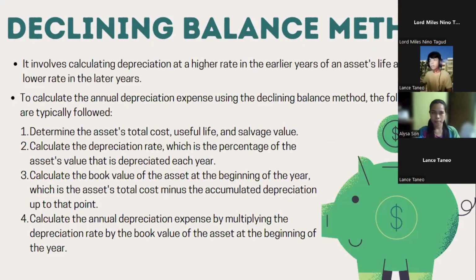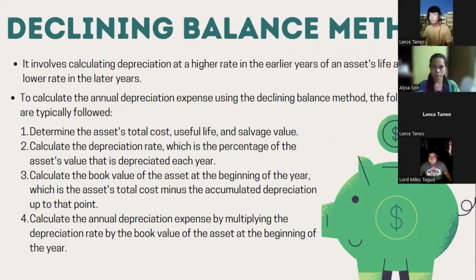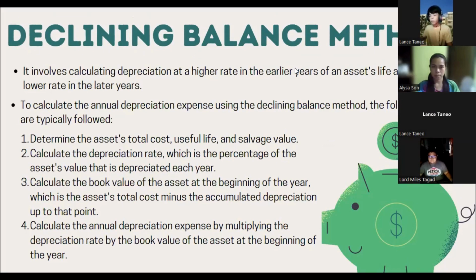The second method will be the declining balance method, also known as the Matheson formula method. This method takes the depreciation charge during the year as a fixed or constant percentage of the book value at the beginning of the year. Basically, it involves calculating depreciation at a higher rate in the earlier years of an asset's life and at a lower rate in the following years.